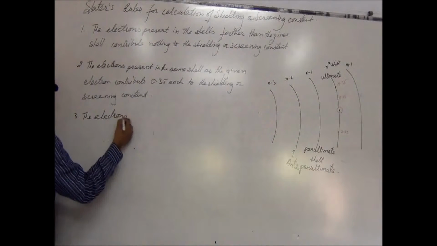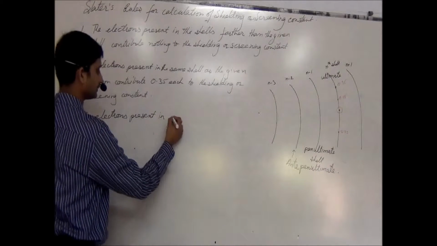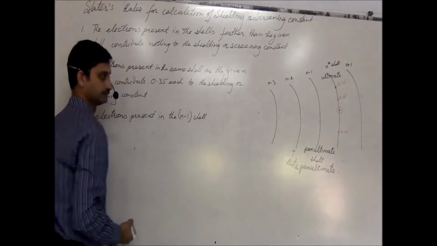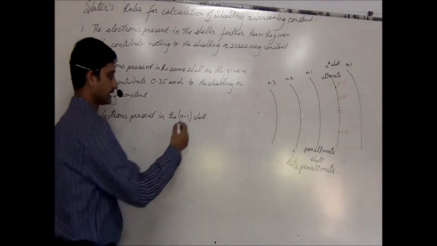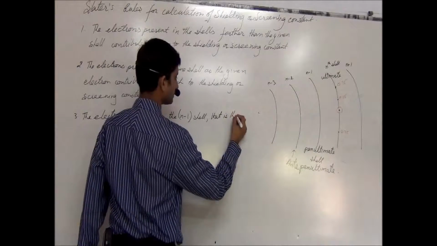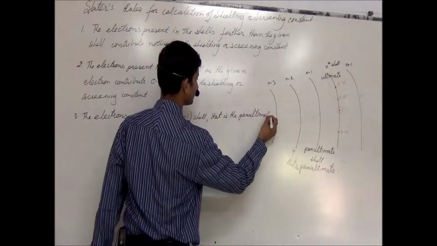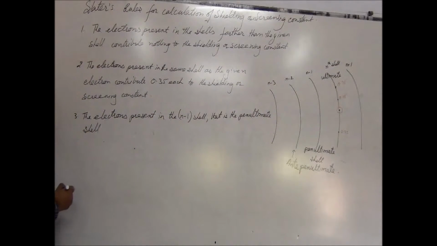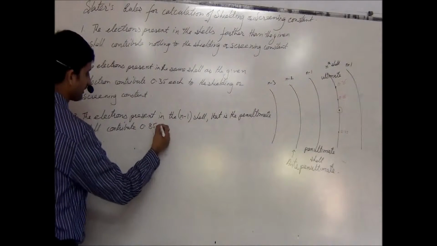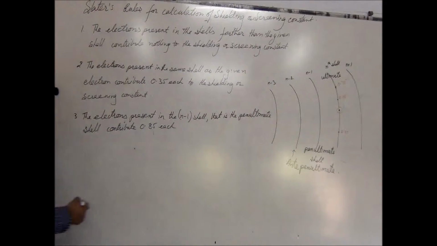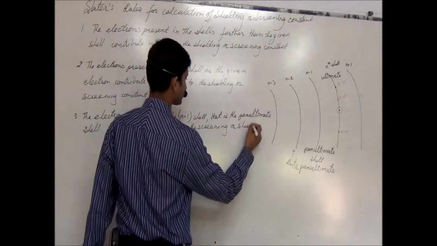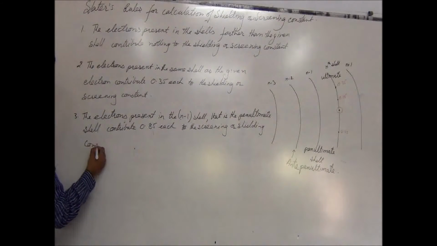Third point. The electrons present in the n-1 shell, obviously that is the penultimate shell, contribute 0.85 each to the screening or shielding constant.